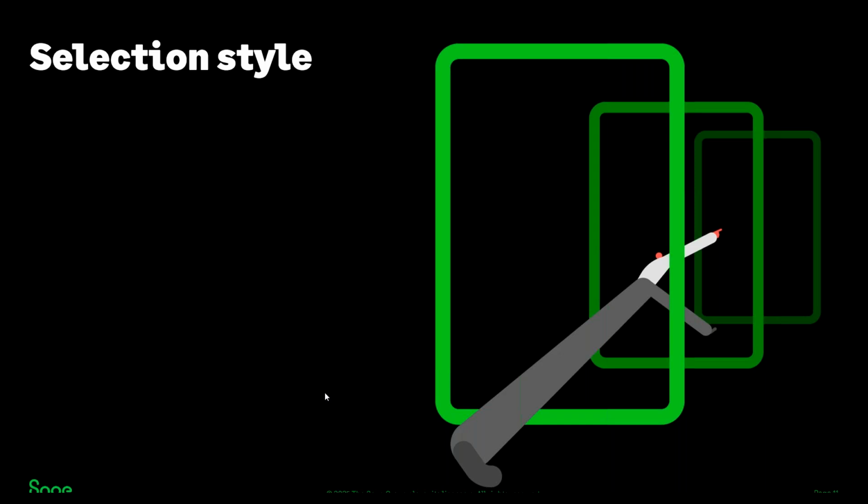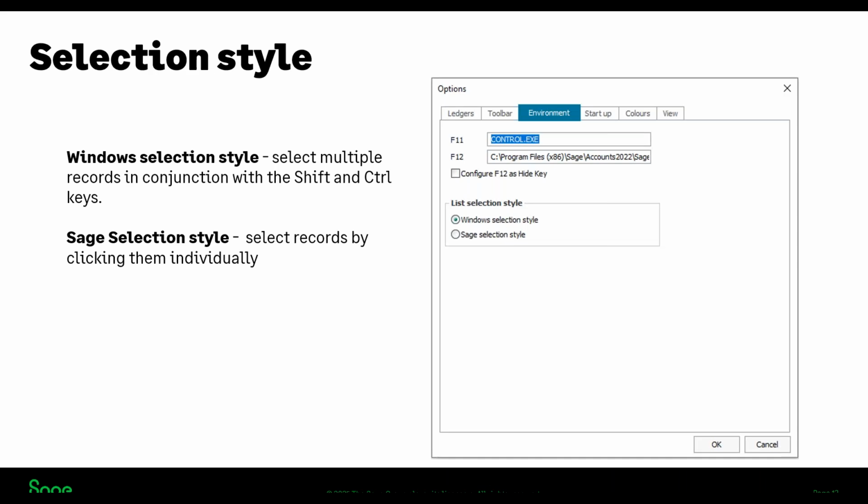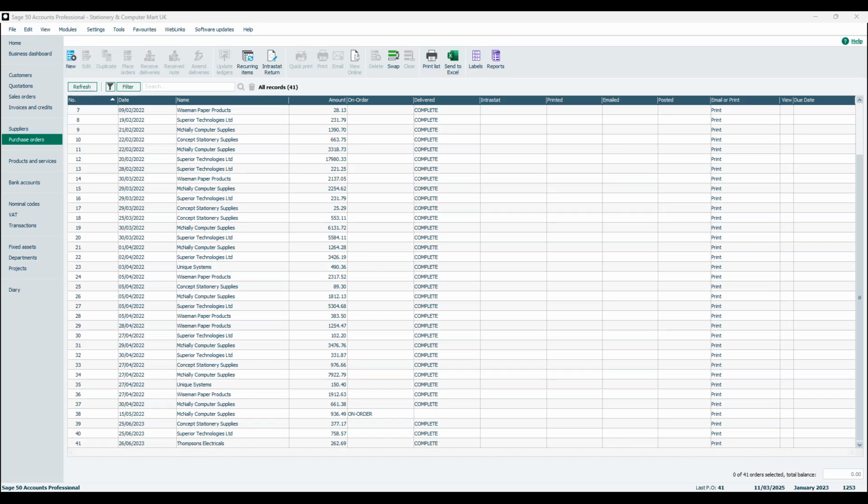Originally, for years, we just had one type of selection style in the software, which is the Sage selection style. Forgive me, I can't remember what version it was, but we did introduce the option to have either a Windows selection style or the Sage selection style. It just means that when you're selecting records, it works slightly differently in the software. So again, I'm going to show you where you can change this. I'm going to pop back into the demonstration data.